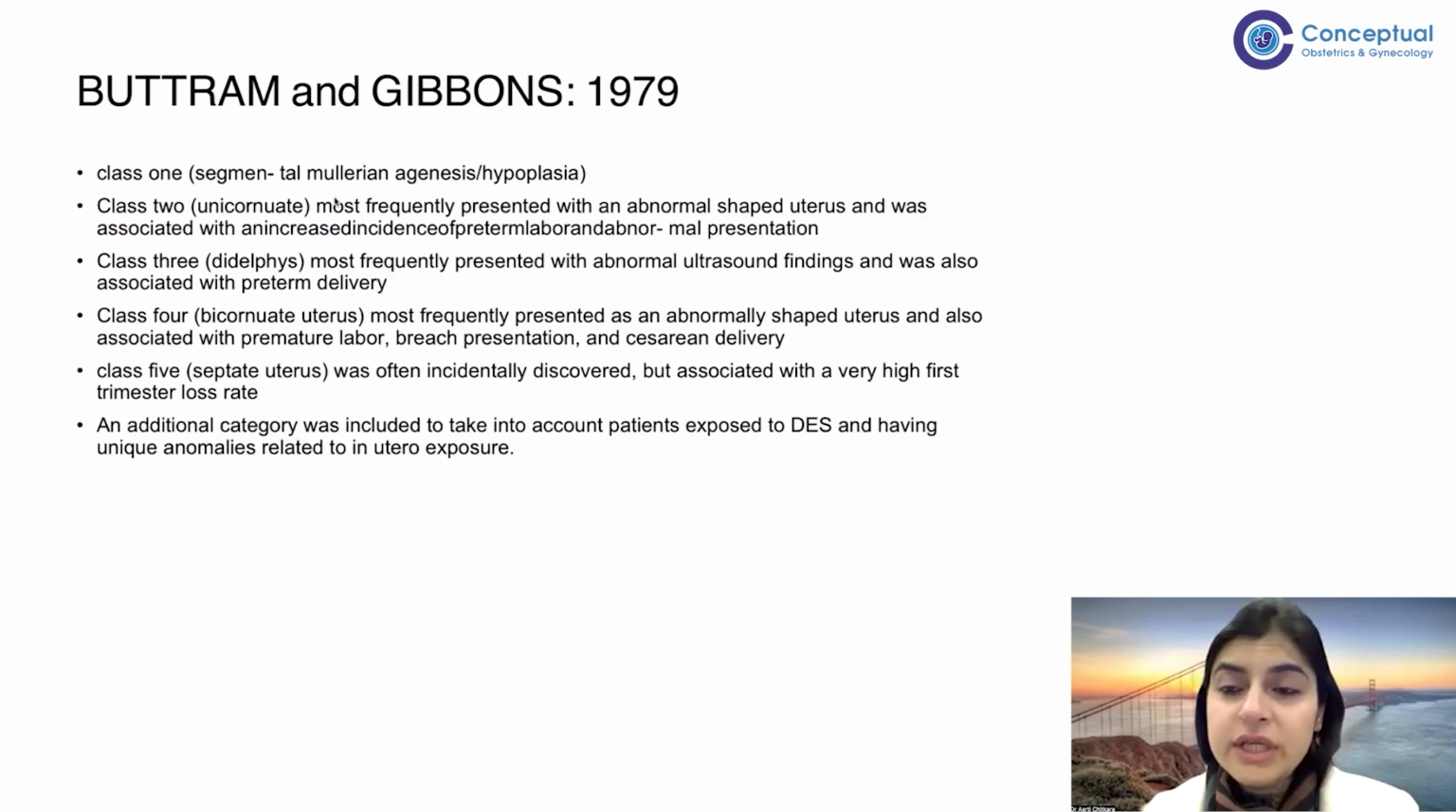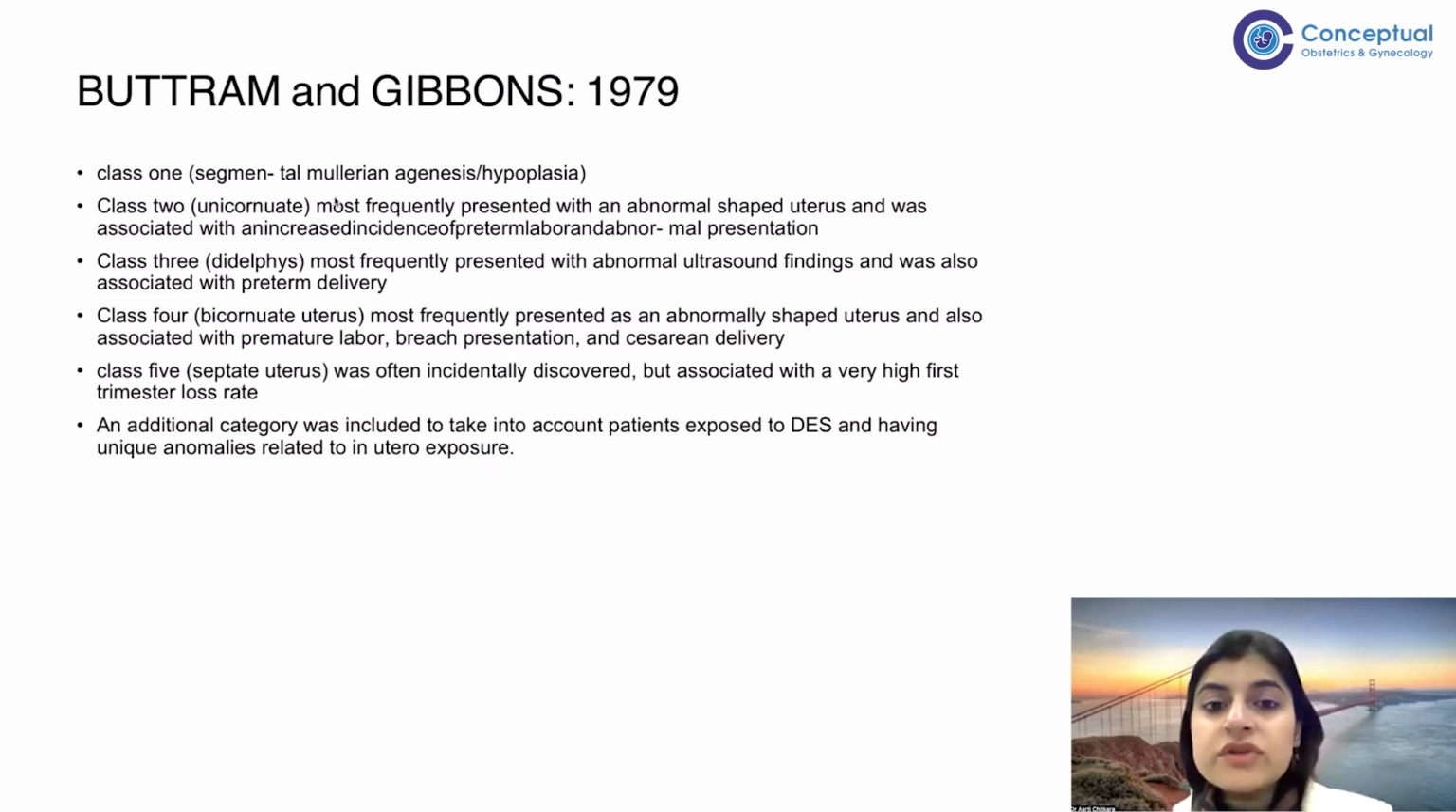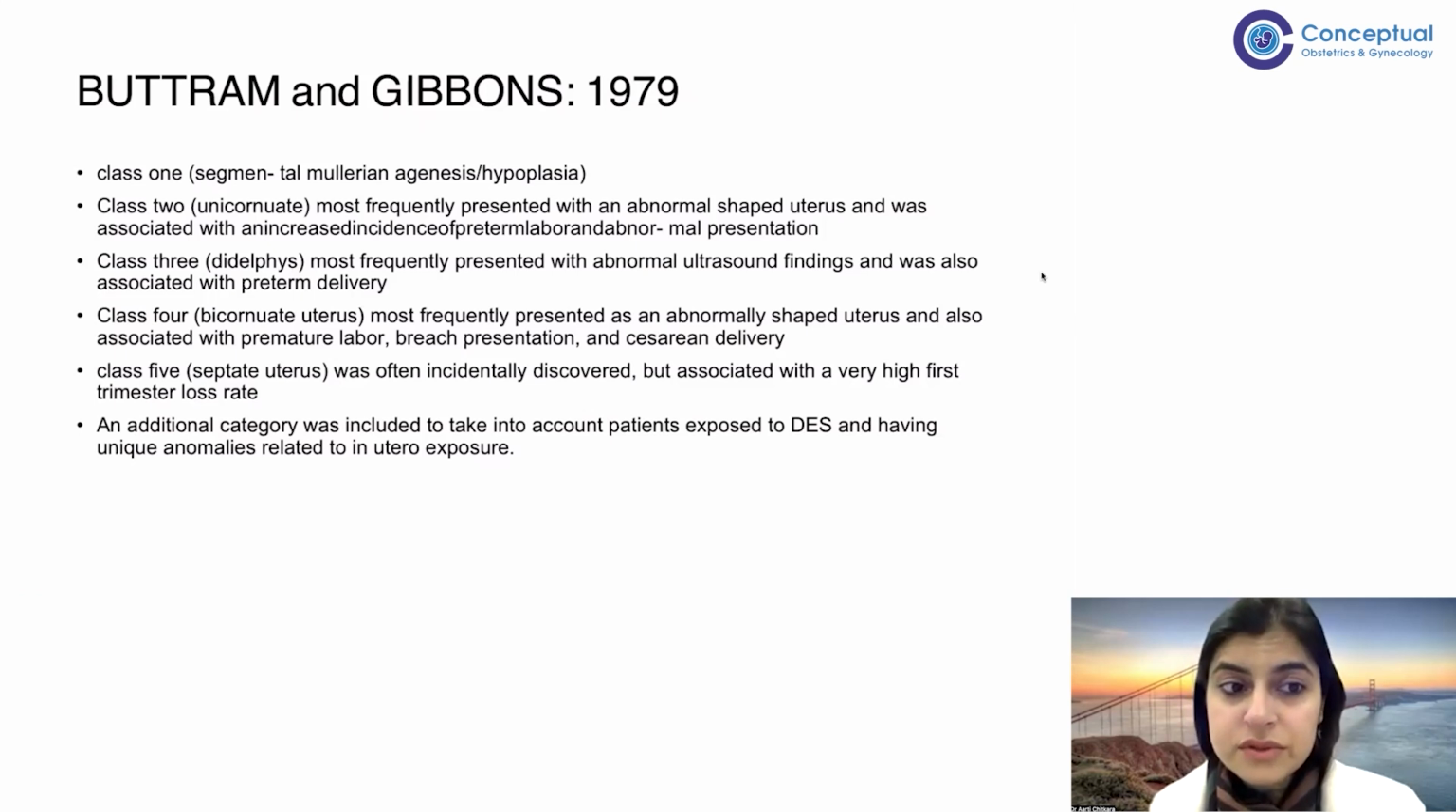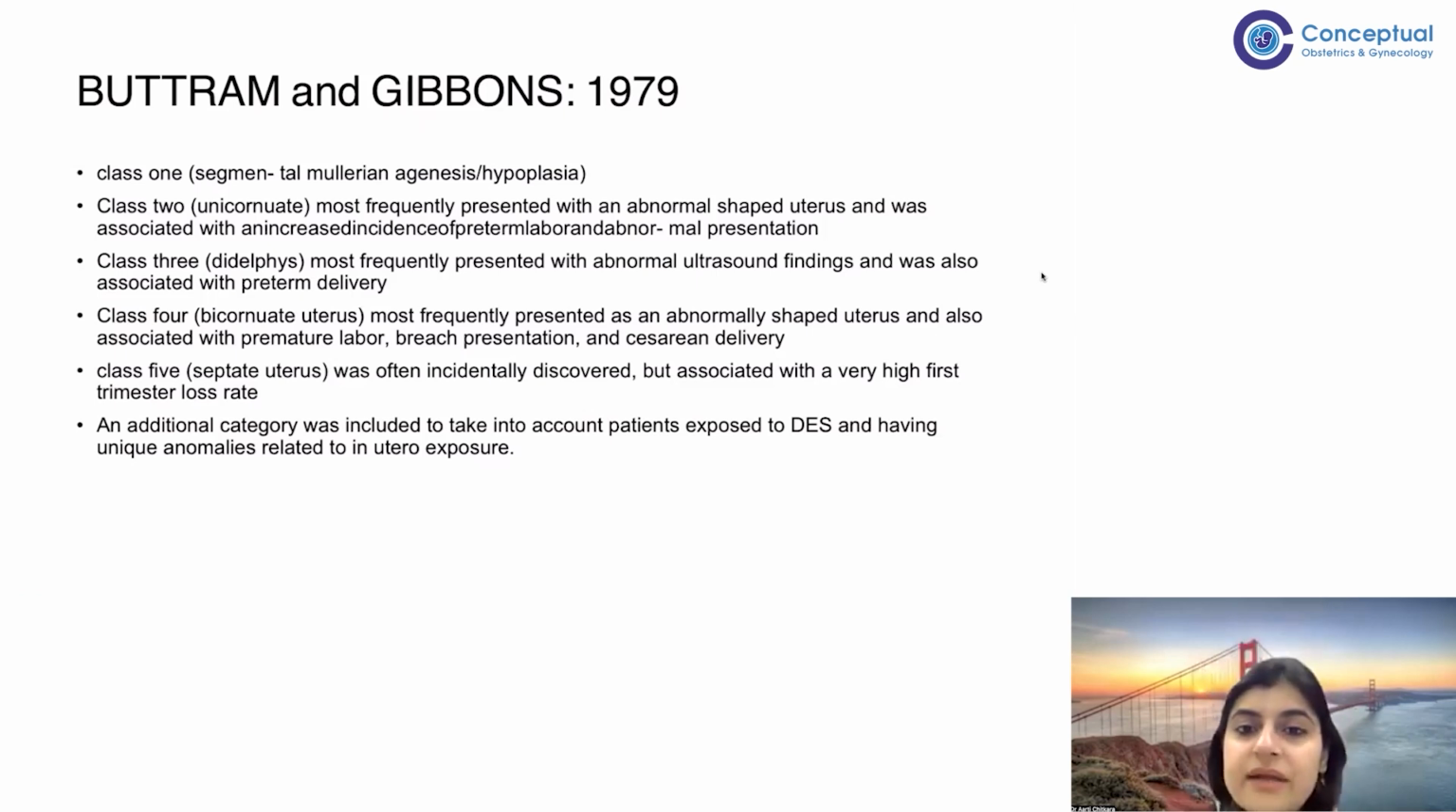Class 2 is unicornuate, which most frequently presents with an abnormally shaped uterus and was associated with an increased incidence of preterm labor and malpresentations. Class 2 was very simple to remember.